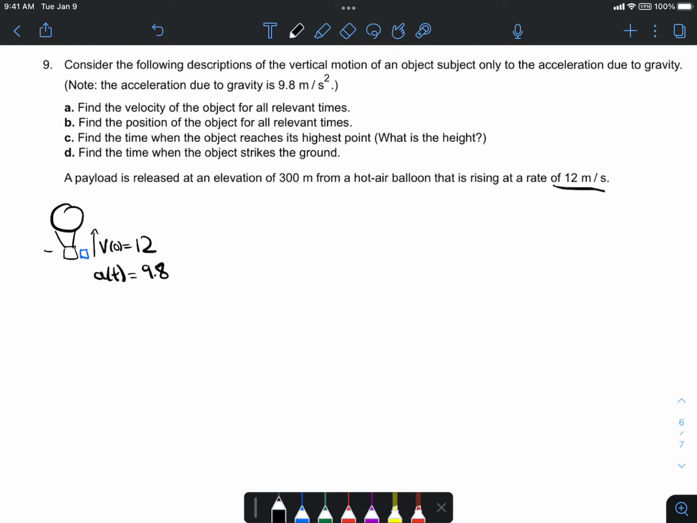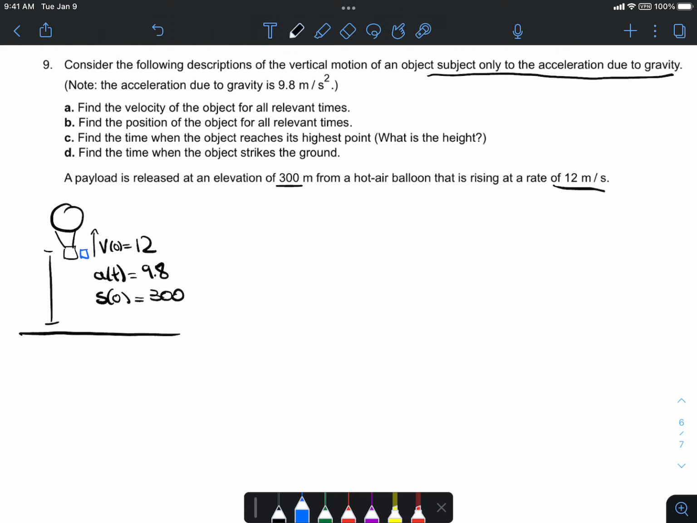And we also know the initial height, right? I could call that h of t or s of t. In physics, s of t is the most used notation, but the initial position, the starting point, is 300, okay? So I don't know for sure what v of t is or what s of t is, but I know v of 0, s of 0, and I know a of t. A is constant throughout because that's what we're told. It's subject only to the acceleration of gravity.